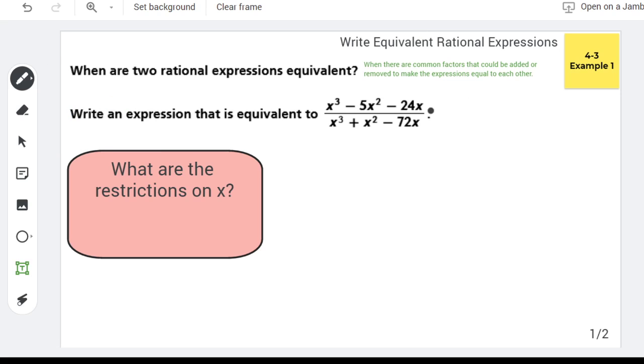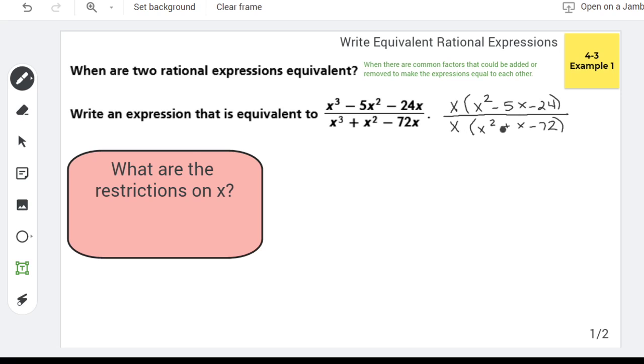When I look at this expression, I see that each of our terms has an x in it. So in my numerator as well as in my denominator, I'm going to factor an x out of each of these. Here on the top I get x squared minus 5x minus 24, and down below I get x squared plus x minus 72. Eventually I'll be able to take those x's out, because multiplying by x over x is the same thing as multiplying by 1.